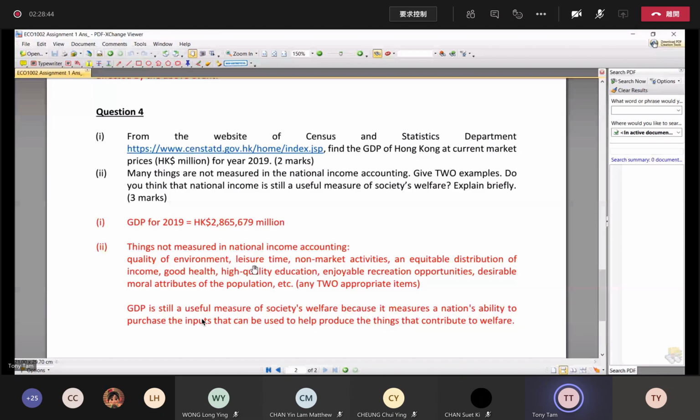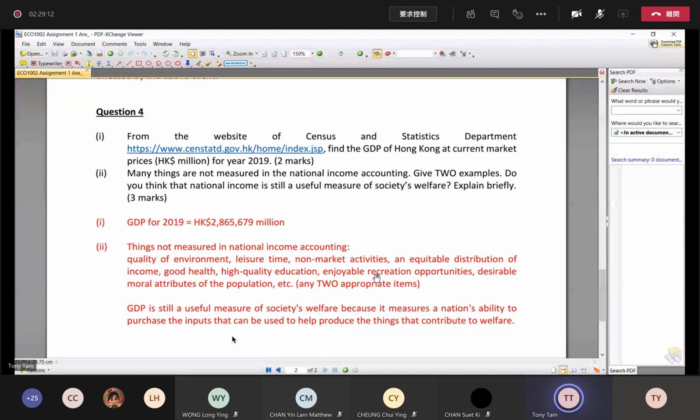Okay, so you can check it up in our lecture note. Quality of environment we discussed. Leisure time, non-market activity, and equitable distribution of income, right? Health, education, and some normative issues not reflected by the GDP. So you can just cite any two, right?